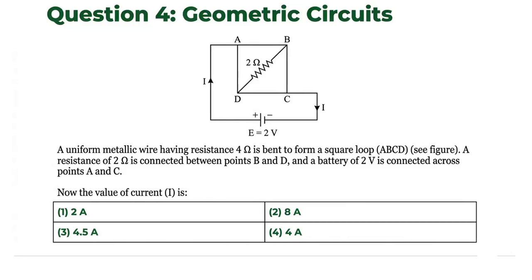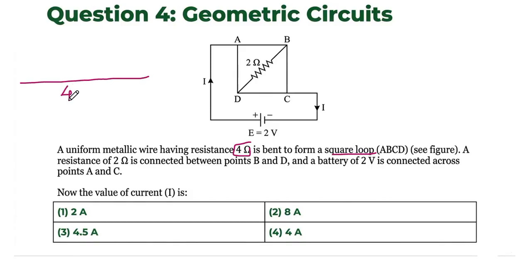Hello everyone. Look at another easiest question from NEET 2026 Physics. The question is from the current electricity chapter. So this diagram is given: a uniform metallic wire having a resistance of 4 ohm is bent to form a square loop. Okay.